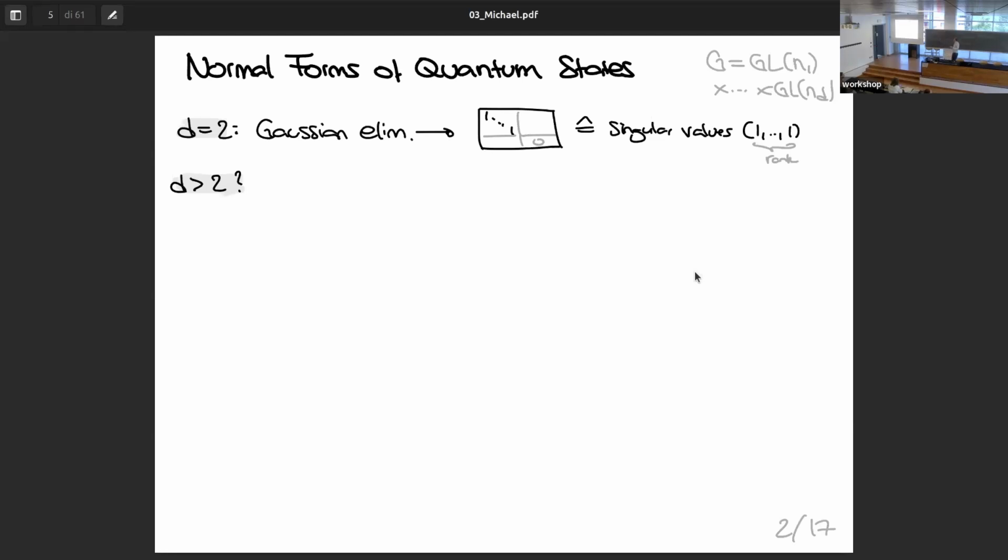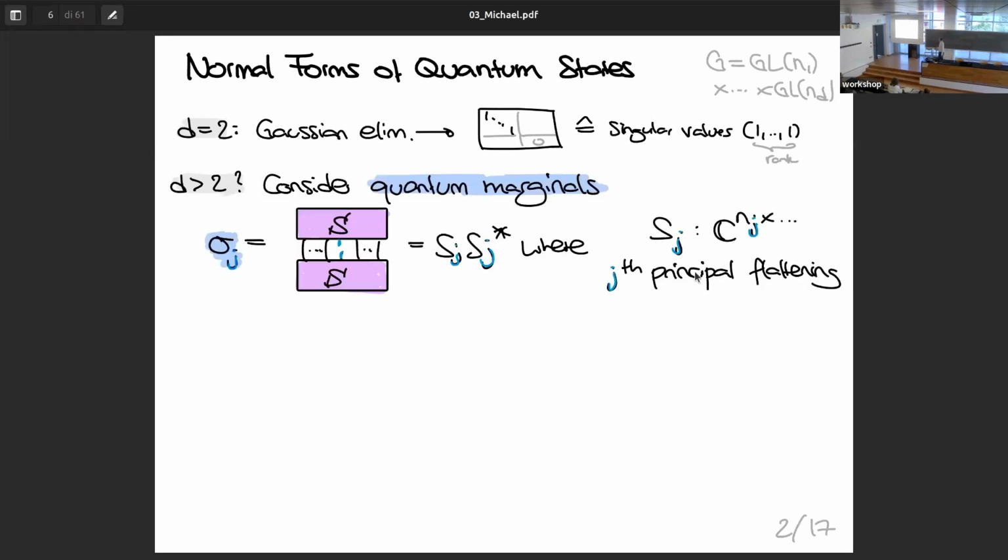But you could hope for a simpler thing. For example, you could still hope for the singular values. You could try to make the singular values of these flattenings flat, uniform, all ones, or as many ones as you can get. And so to make that precise, I want to introduce the notion of the reduced state or the quantum marginals, maybe more pictorially, of a tensor.